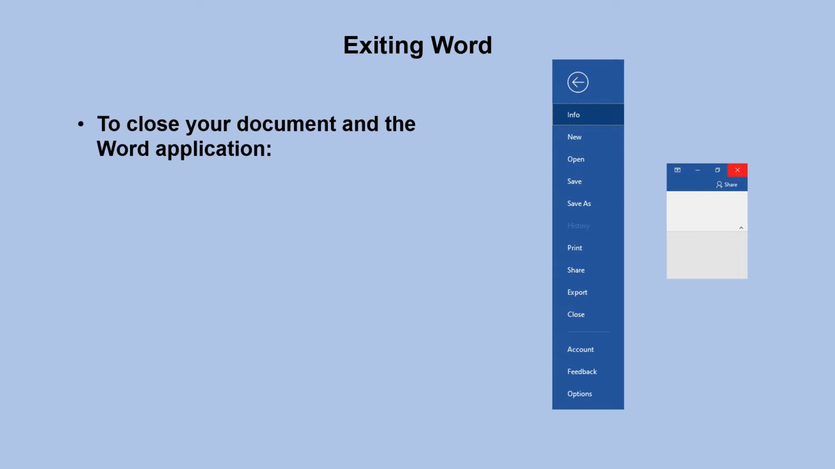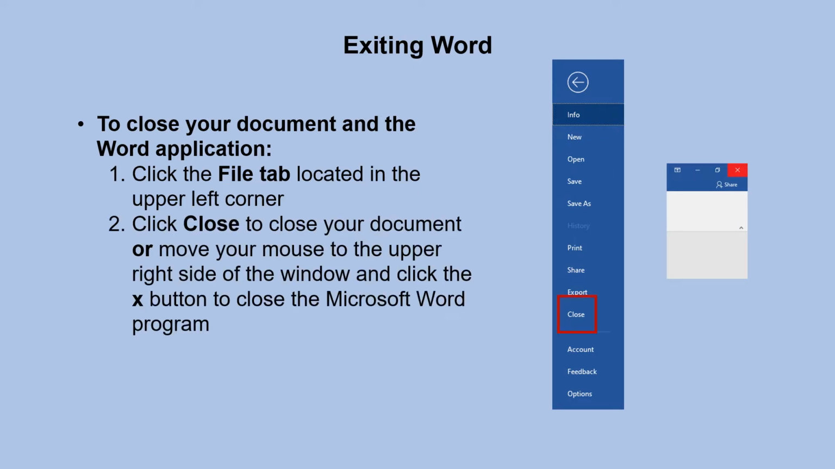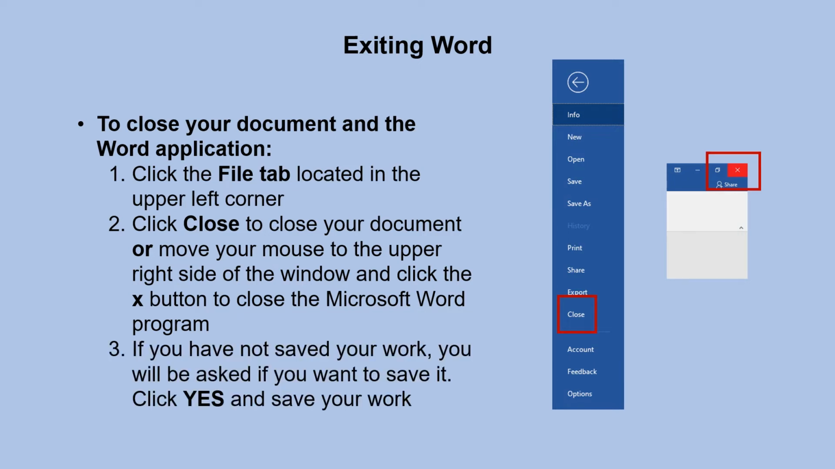When you're all done and you're ready to exit Word, there's a couple ways you can do that. You can click on the File tab and then click Close right there, or you can just move your mouse up to the top right-hand corner and click on the red X box to close the program. If you have edited anything and not saved it, Word will ask you if you want to save what you have last done. If you don't, then you can click no, but if you want the last information you edited to be saved, click yes and save your work, and then close.